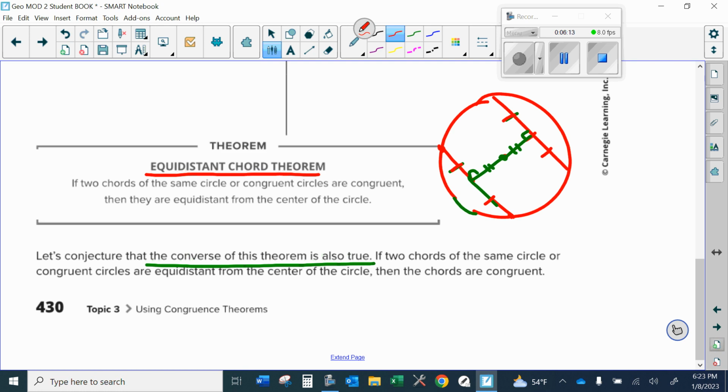We could put it on both sides to see the whole length is the same. Okay, I'll make it clear. So if two chords, that chord and that chord, if two chords of the same circle are congruent. So if those two, the green and the blue chords, are congruent, then they're equidistant from the center.